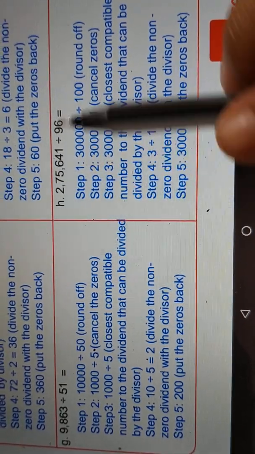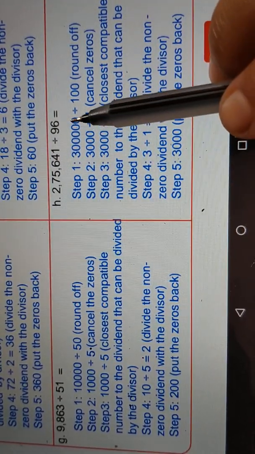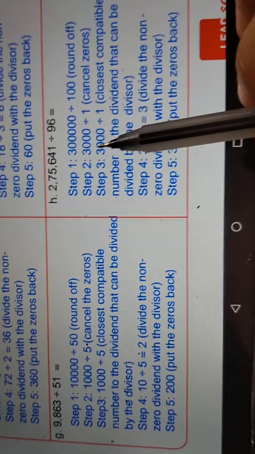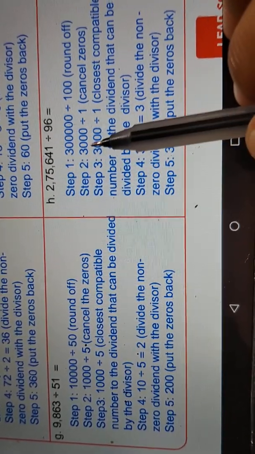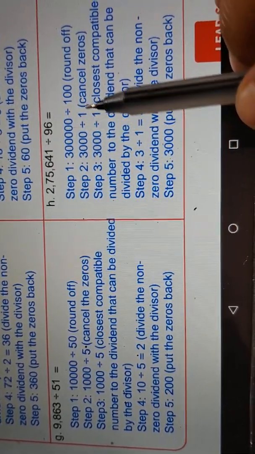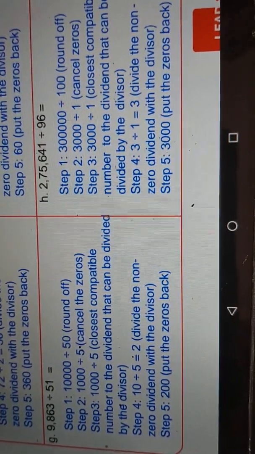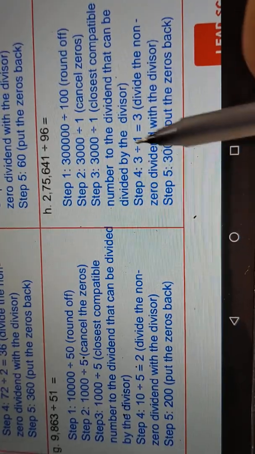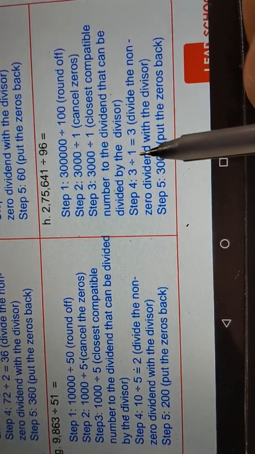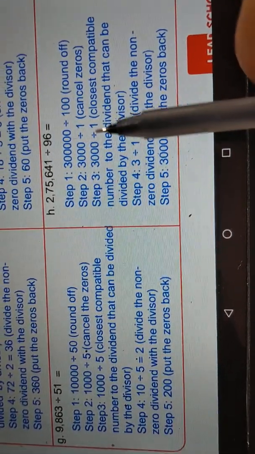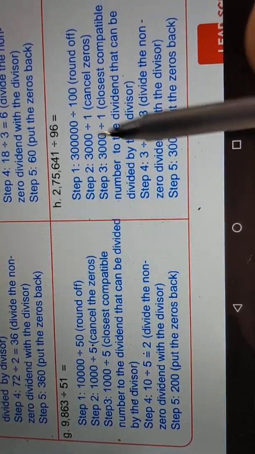Then step number 2, we have to cancel the 0s. If we cancel the 2 0s here, step number 2 is 3,000 divided by 1. Now we have to find the closest division. If we are finding the closest division, that number is 3 divided by 1, because we have to cancel the 3 0s here. So 3 divided by 1, so answer is 3.